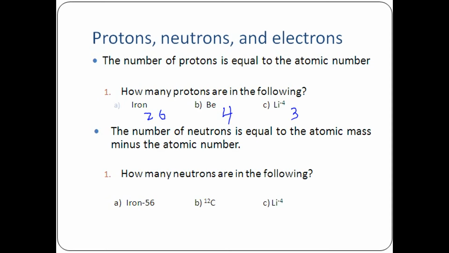Neutrons is a little more difficult. It's simply the atomic mass, whatever that is, minus the atomic number. The only thing you have to be a little bit careful with is if you look at your periodic table, let's take a look at, say, iron again. The atomic mass of iron is 55.845. Well, if you just did this straight, you'd have some fractional number of neutrons, and it's not possible to have a fractional number of neutrons. So in order to find the number of neutrons, you need to know the exact isotope number.